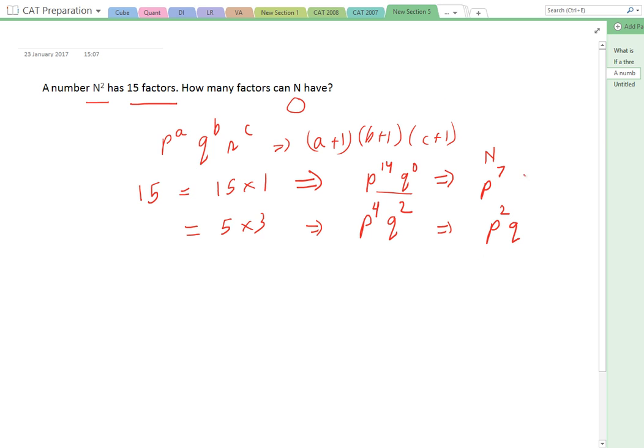And for the first case, the number of factors n will have is 7 plus 1, 8. And for the second case, the number of factors will be 2 plus 1 into 1 plus 1. And that is 6.